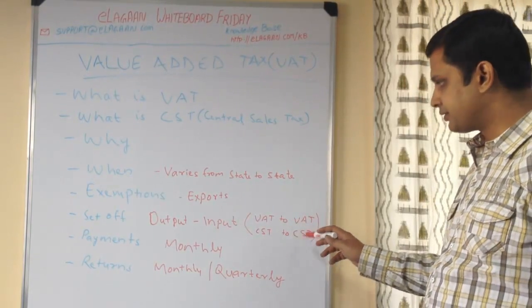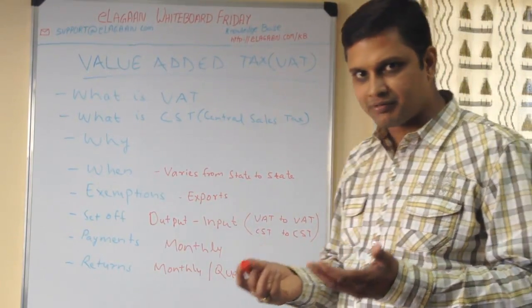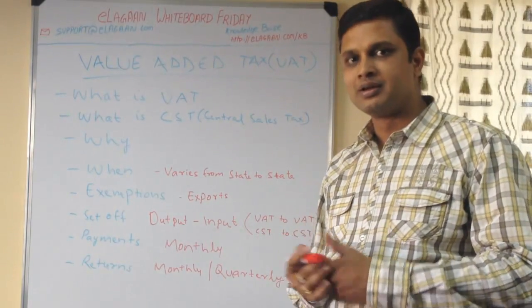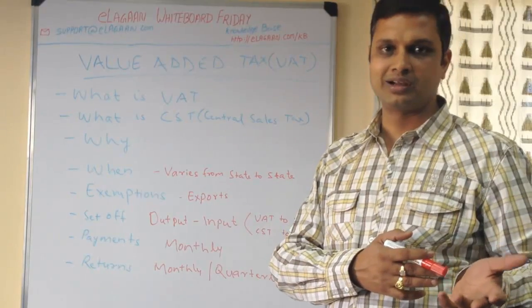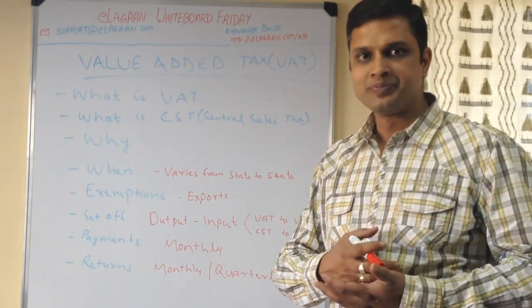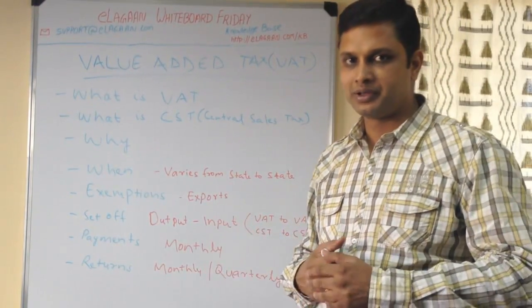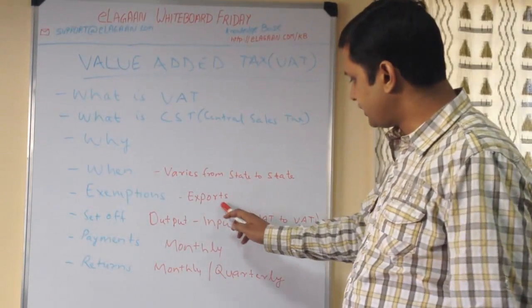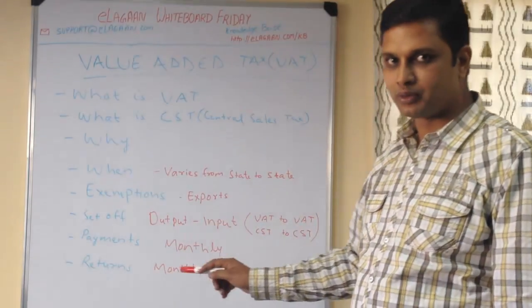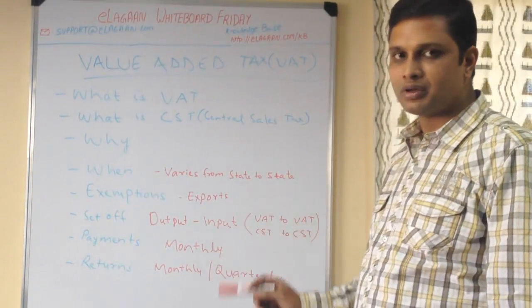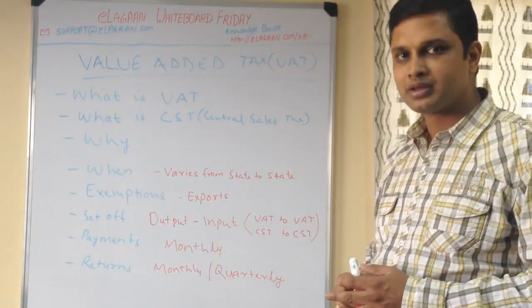So VAT to VAT. Whatever VAT you have already paid to your wholesaler or dealer or manufacturer, depending on where you are in the chain, is called input, and whatever you collect from the customer is called output. So output minus input only needs to be paid to the government.